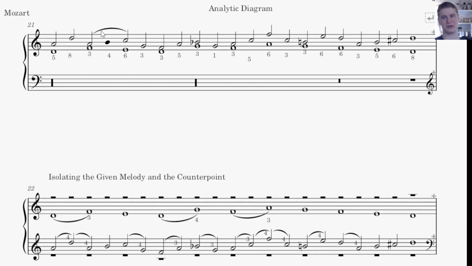So we're only going to be slurring the leaps that are surrounding our dissonant passing tone, and we're going to be identifying our dissonant passing tone by a filled-in note head without a stem. So as you can see, this is an analytic diagram created from Mozart's Counterpoint from Fuchs's given melody.